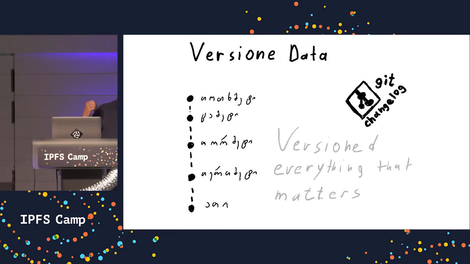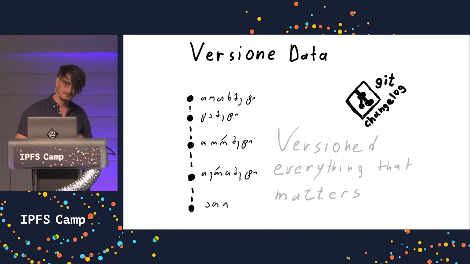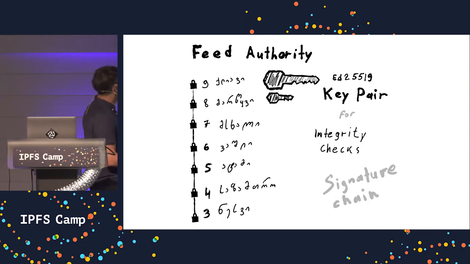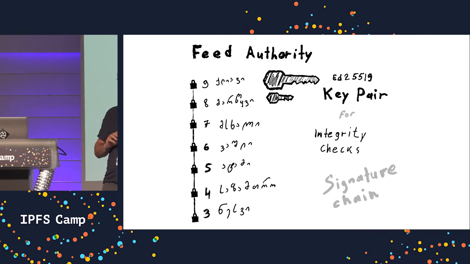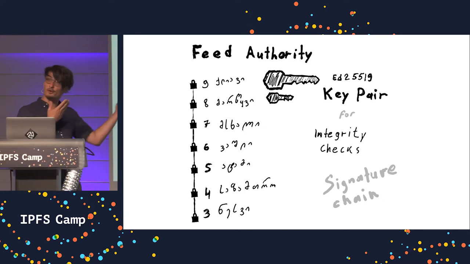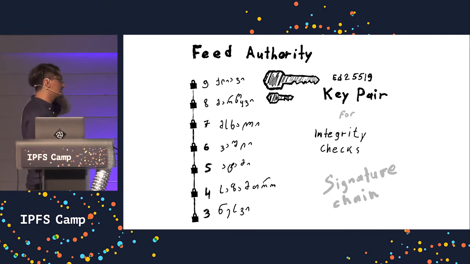So basically, IPFS is really great for static content, but I really want to version data. If you ever felt like, I just wish this stuff was in Git so I could go through the changelog, this is kind of what I want all the data to be like. So essentially, let's version everything that matters. And I would say that this is a blockchain with the fastest consensus algorithm. The reason being that the authority, who owns the key, is the only one who makes decisions. So you just follow the author, and you've got a consensus.